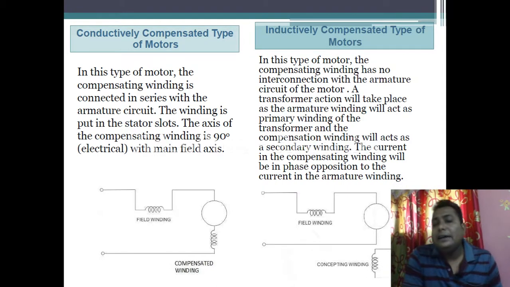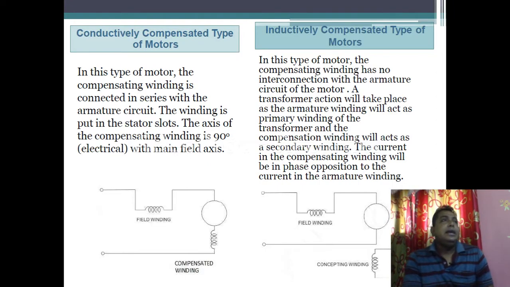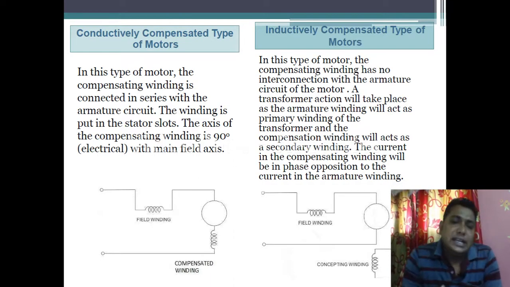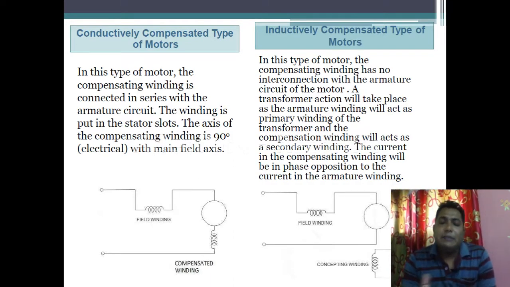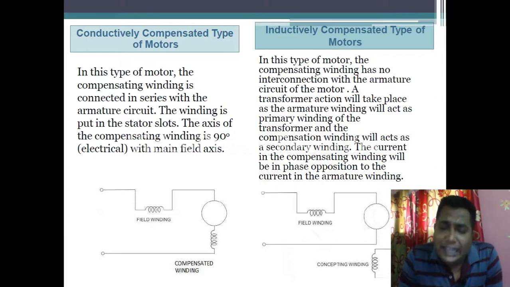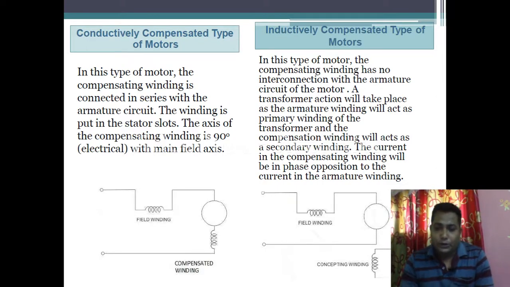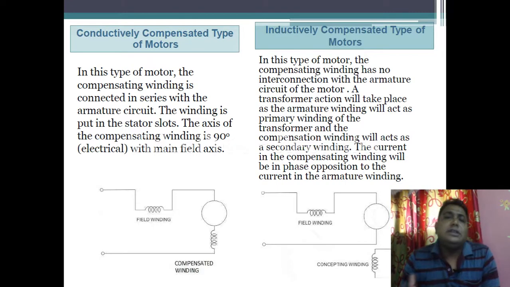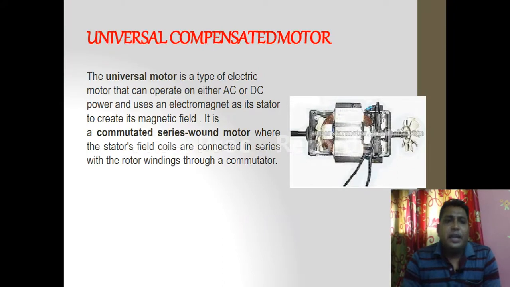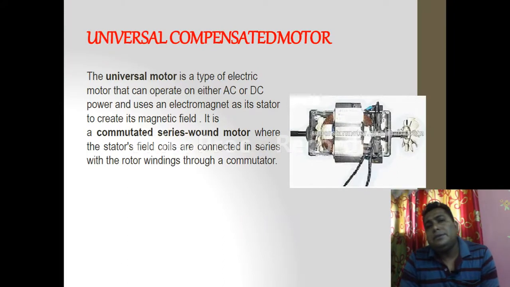So the current in the compensated winding will be in phase opposition to the current in the armature winding, definitely. As you can see in the diagram, with the field and armature winding, this compensated winding is not connected, as we can see in the right hand side picture. Whatever current is produced will be in phase opposition with the armature winding. So these are the two types we have.